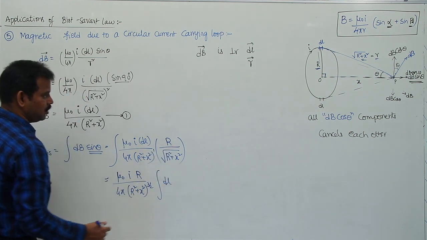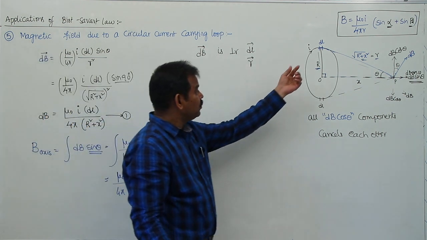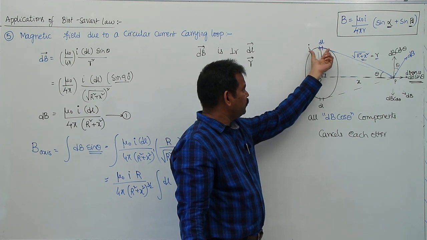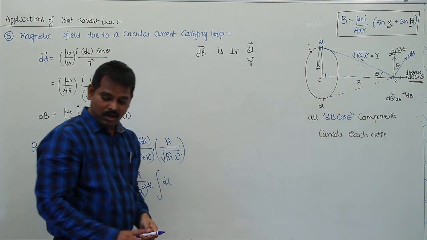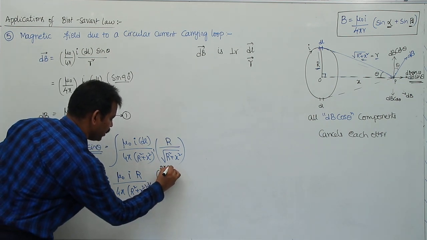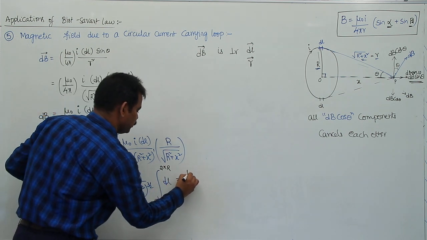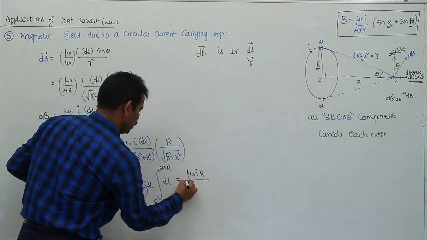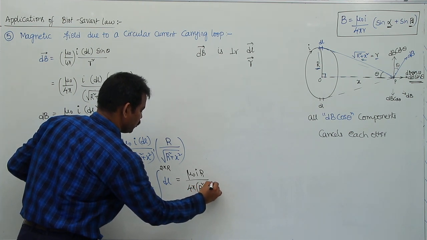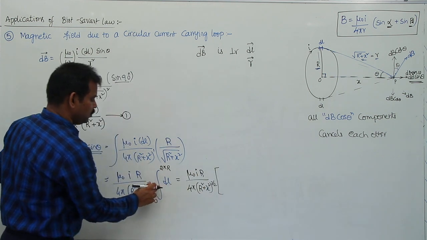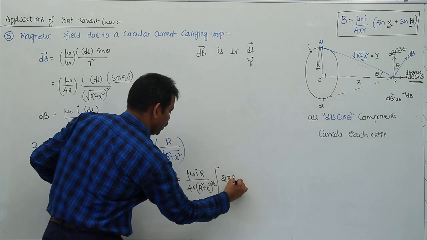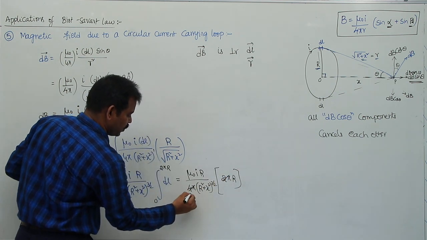Integral of dl. What is the minimum value of dl? It is 0 because it is very very small, and the maximum will become 2 pi r. So the limits here are 0 and 2 pi r. So this can be written as mu naught times I into r by 4 pi into r square plus x square whole power 3 by 2 into the integral of dl, which is L, and L is equal to 2 pi r. So I can write 2 pi r, and you can cancel the 2 pi terms.